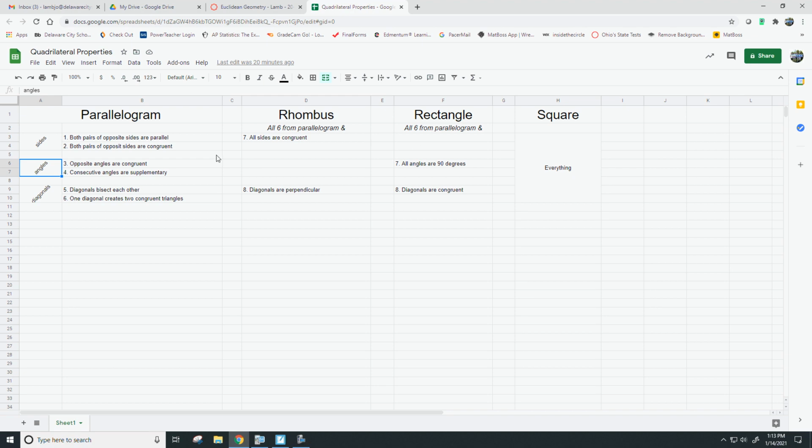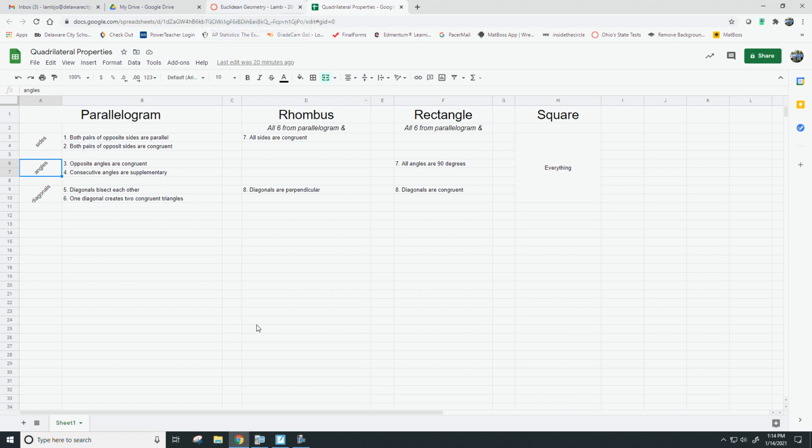A rectangle has all 6 from parallelogram, all 6 of them, plus its 7th and 8th are a little different than a rhombus: all angles are 90 and diagonals are congruent. And then for a square, it's everything on this page. For a square, it's these 6 and these 4. So it is all of them. And there's actually one extra one here. The diagonals are perpendicular, and they're also angle bisectors, which is kind of nice.